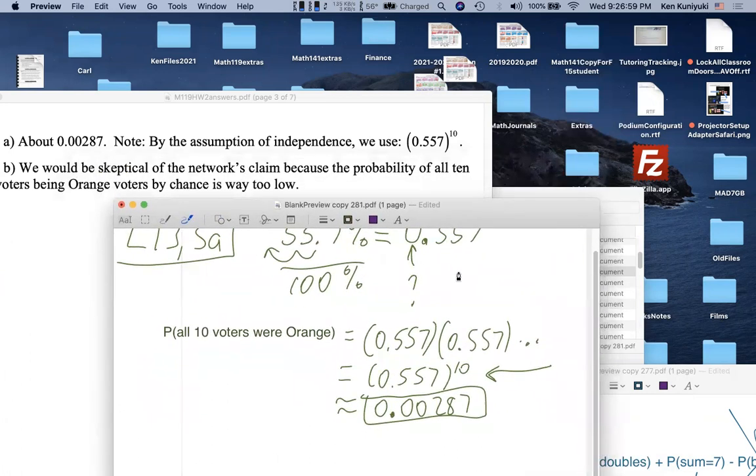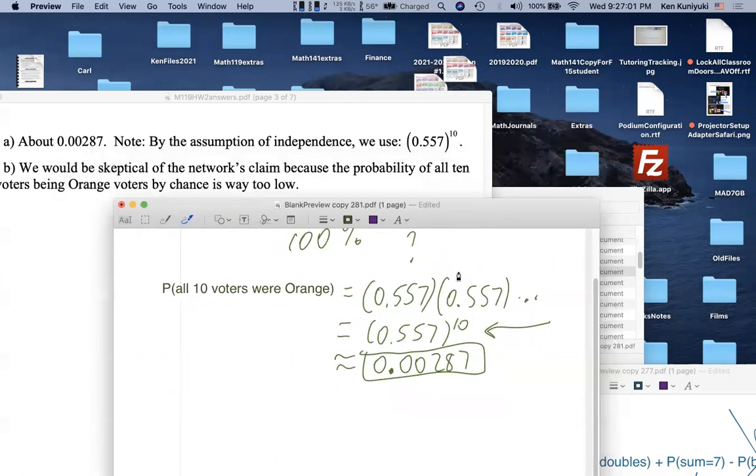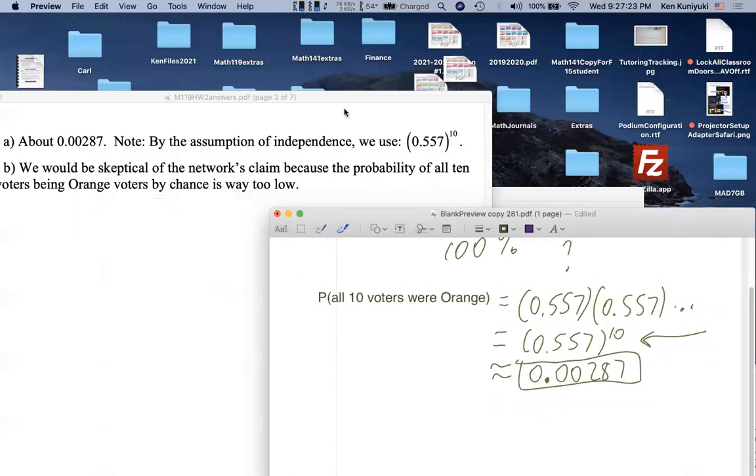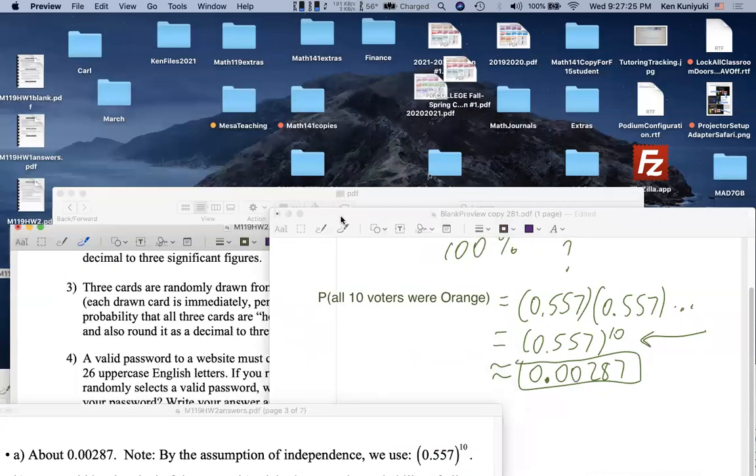Any questions about that? All right. Describe that probability to me. The probability that all 10 random adult Fredonian voters were orange is 0.00287. That's pretty low, isn't it? That's really close to 0.